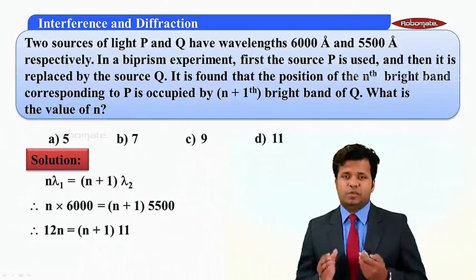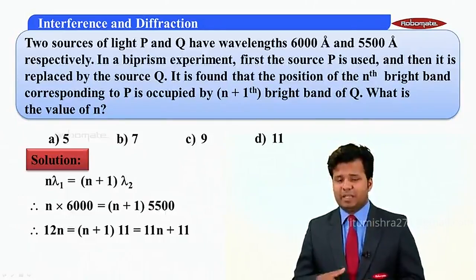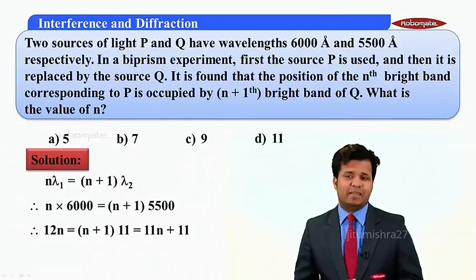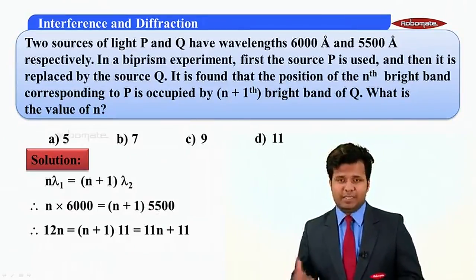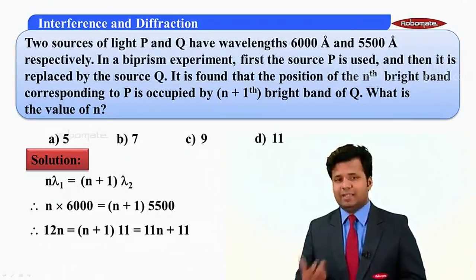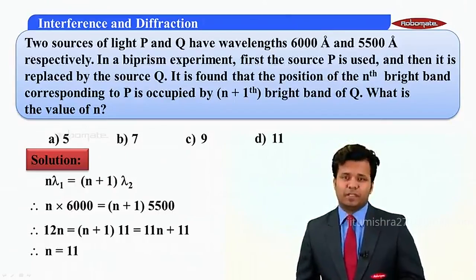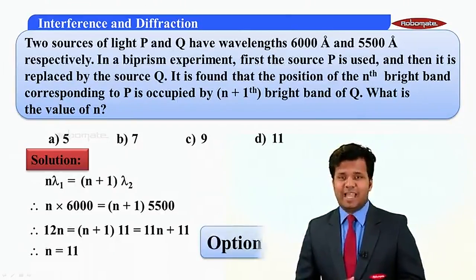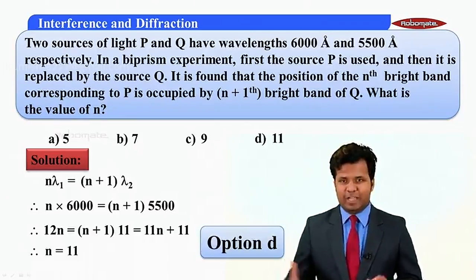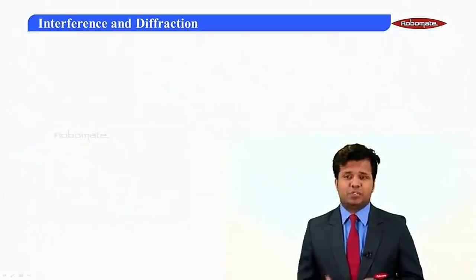I just need to find out the value of n here. Further simplifying, 11 gets multiplied inside the bracket, and it would be 11n plus 11. Then subtracting 12n minus 11n, n is equal to 11. This is exactly there in my option D. So my answer is option D. So that's it for the first question. Let's move to the next one.